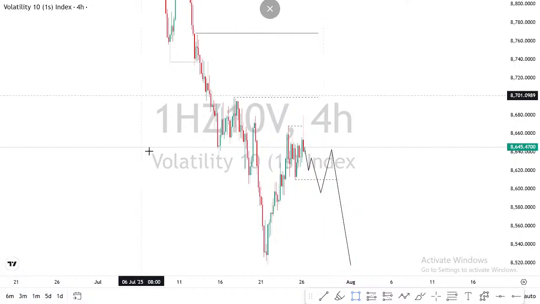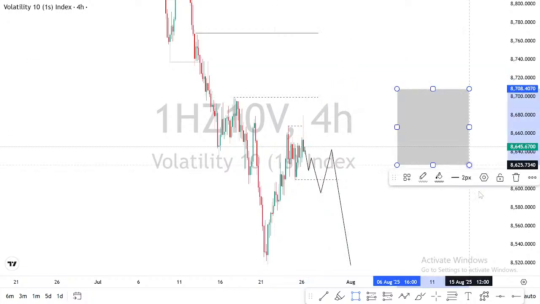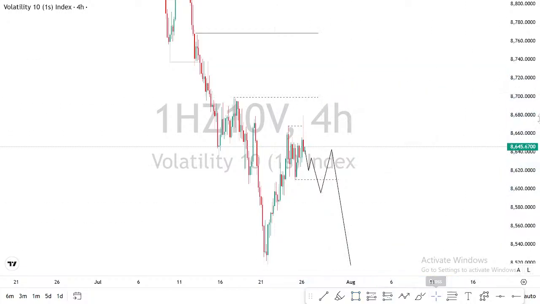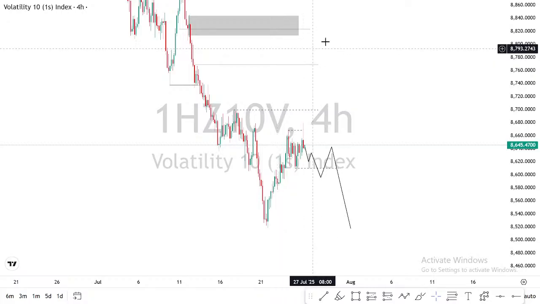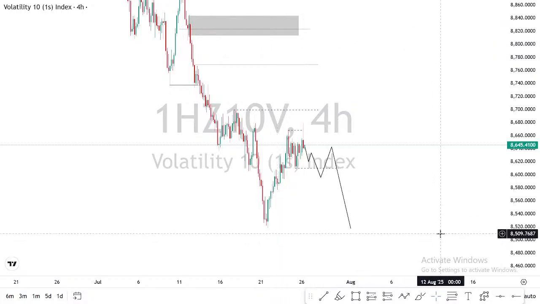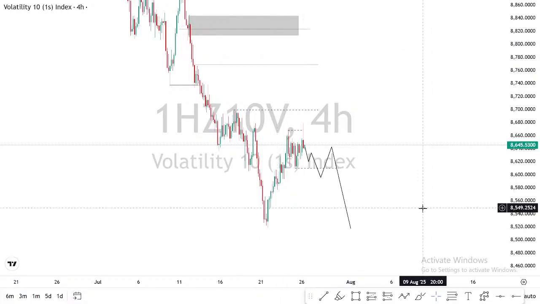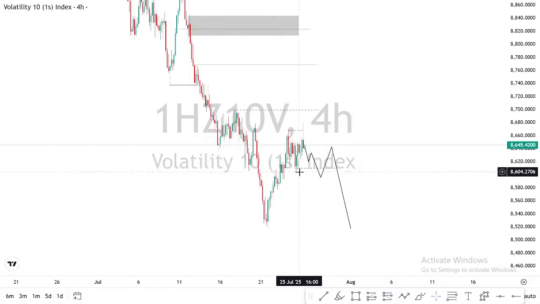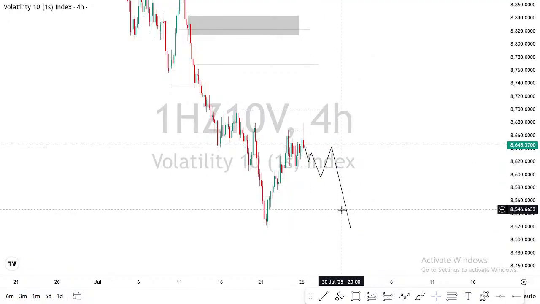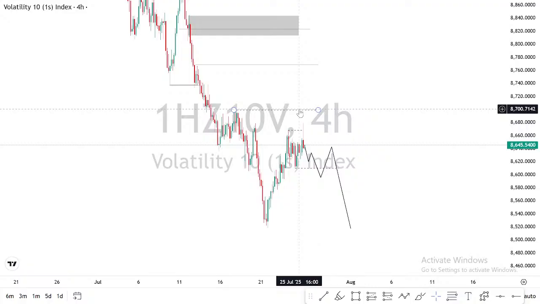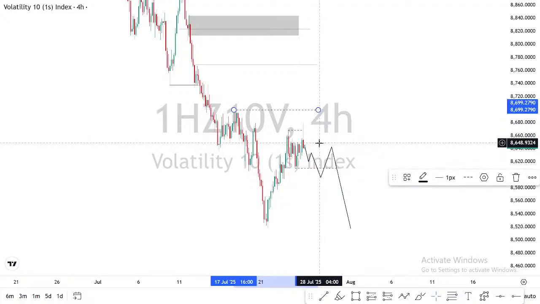But if market comes back to break this high, you can definitely look for your buy continuation till market comes back to this fair value gap, and you can look for a sell. Either way, you're looking for two things. Either market comes back to break this low, then you look for a sell continuation, or market comes back to break this high and you look for a buy continuation. But you cannot make a decision right now unless you are a scalper.